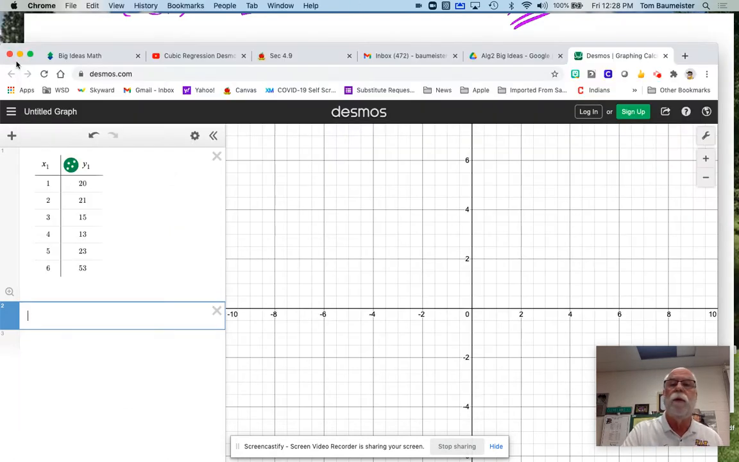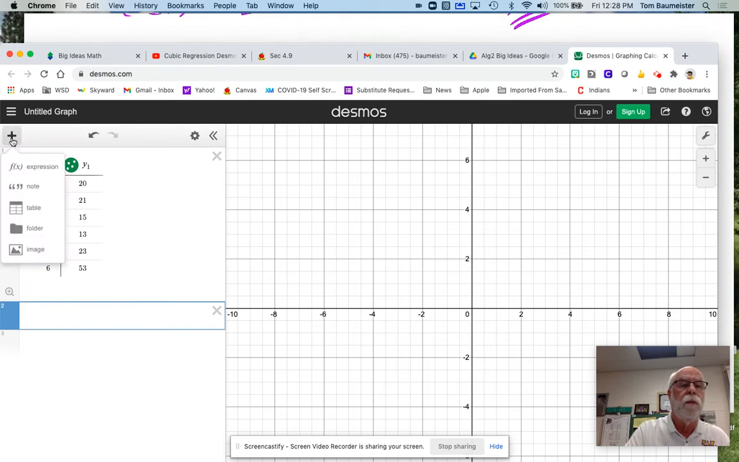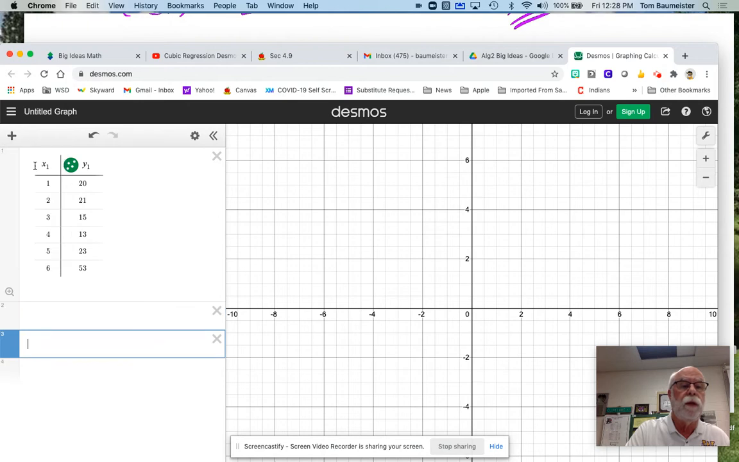So again, we're going to go to our Desmos calculator. I already put in the points. Remember, you go to the plus, that'll give you your table. That's what I did. Then we're going to do our plus, and we're going to do an expression here for number 2, which I already had.